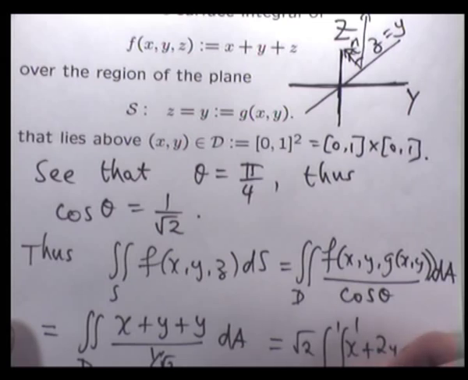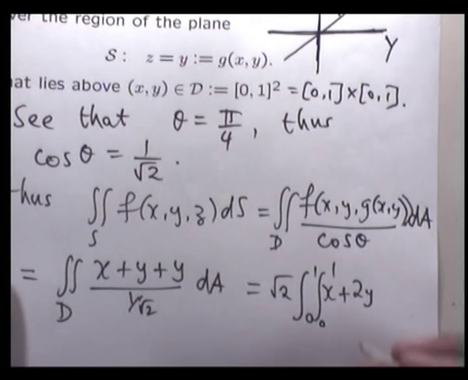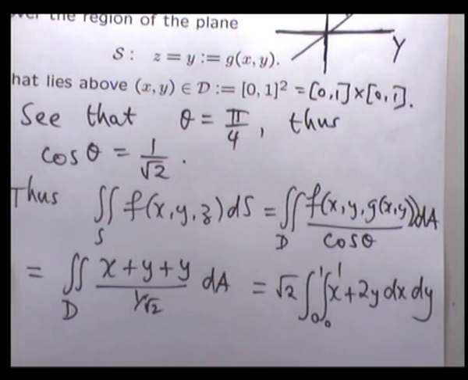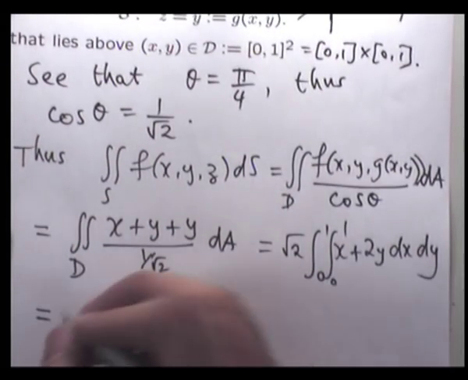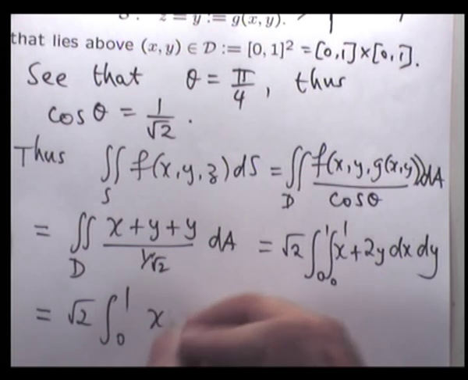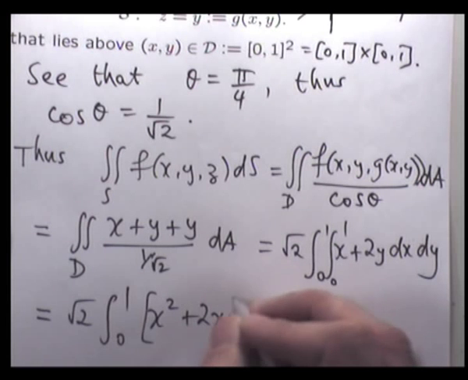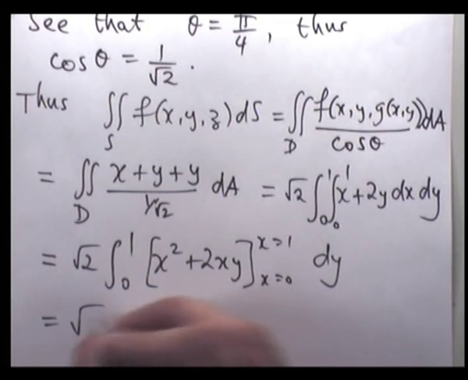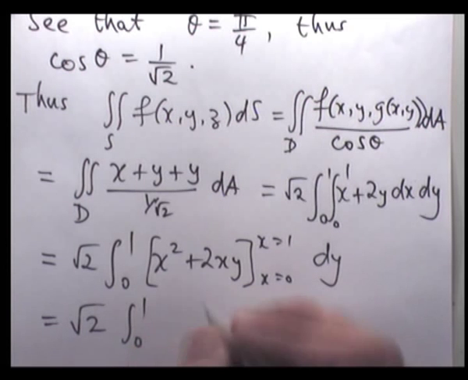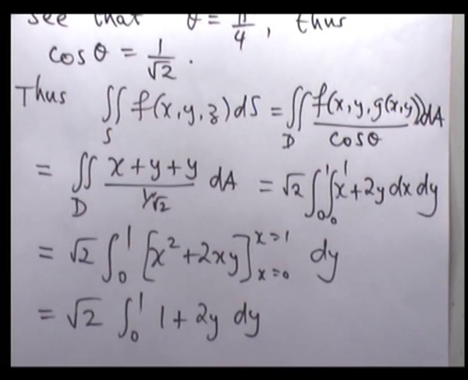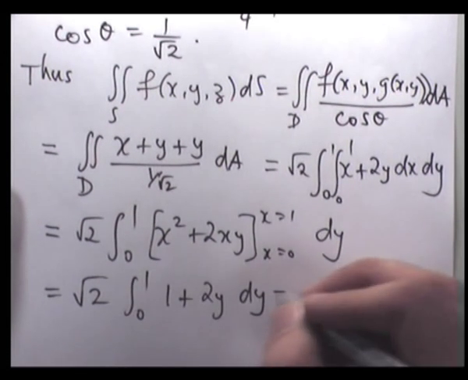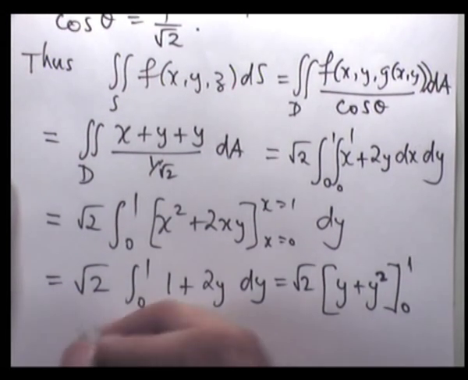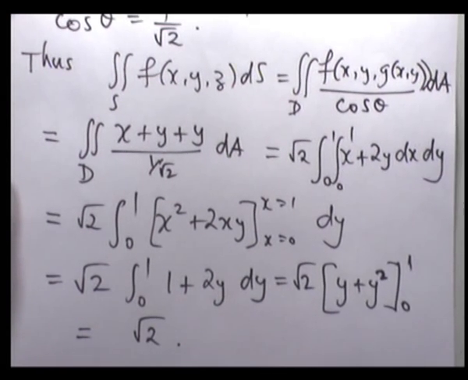All right, so now it's just a simple double integration. We're going to get something like x squared plus 2xy. So if we sub in x equals 1, we're going to be integrating something like 1 plus 2y dy, and x equals 0. So we get 2 root 2.